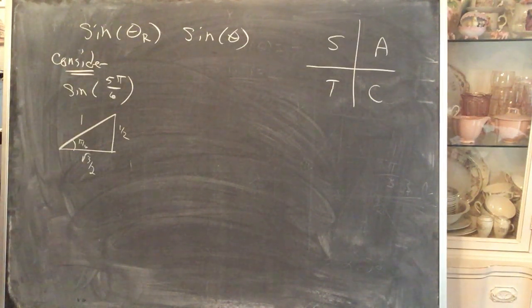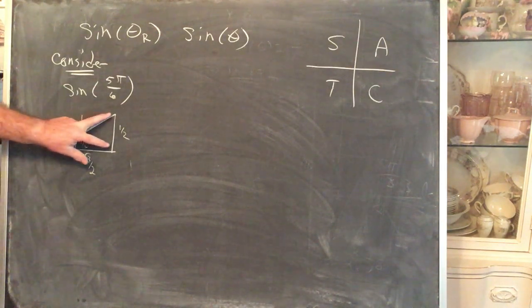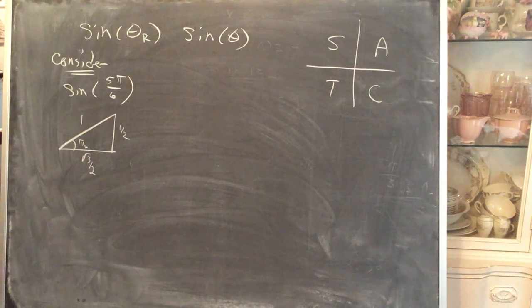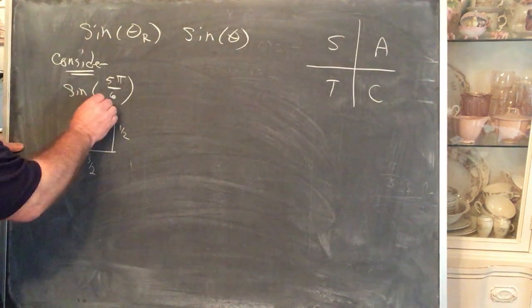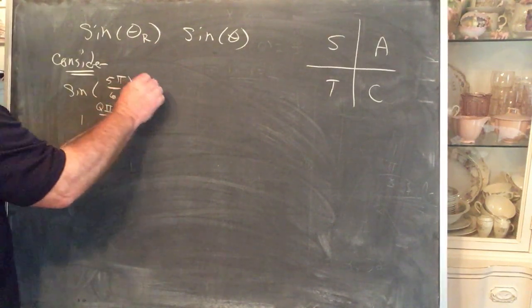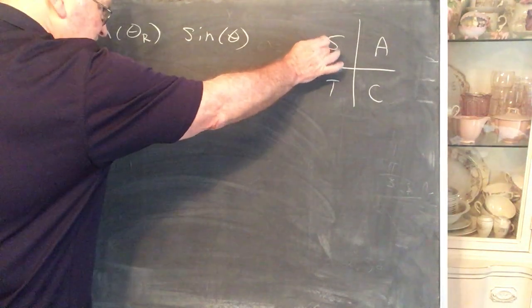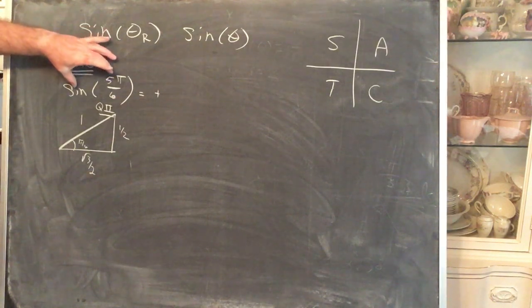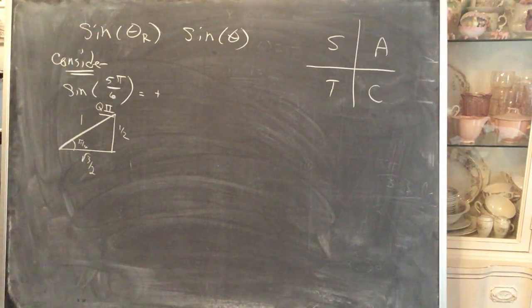Sine is the y coordinate, that's the vertical value. Sine is 1/2, but we need to place this in the proper quadrant. We know that 5 pi over 6 is in quadrant 2, and so we know this needs to be positive because sine is positive in quadrant 2. So we've taken care of the signum, and we know that 5 pi over 6 falls in the reference angle family for pi over 6.